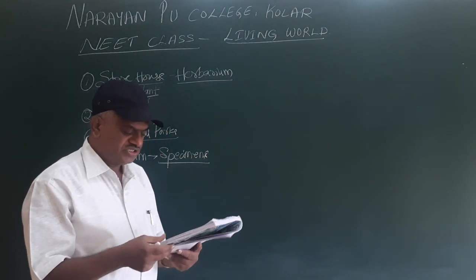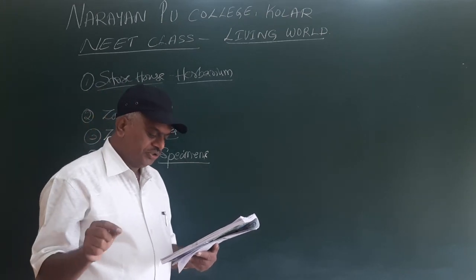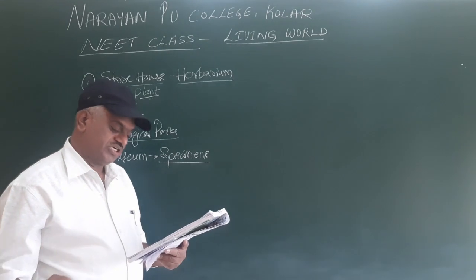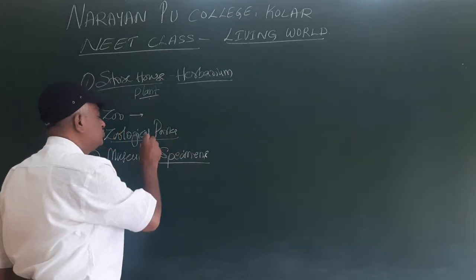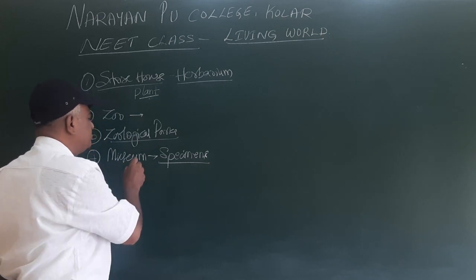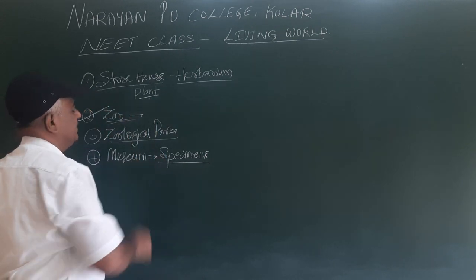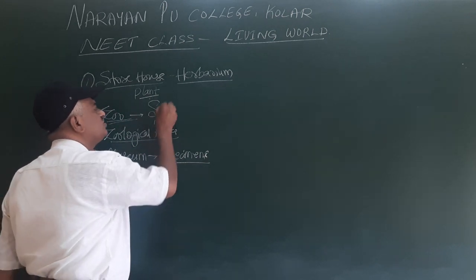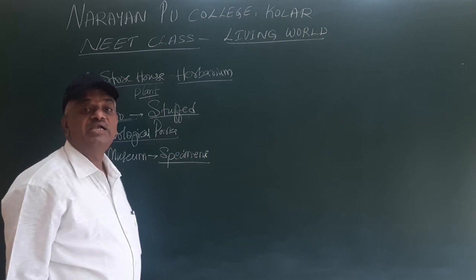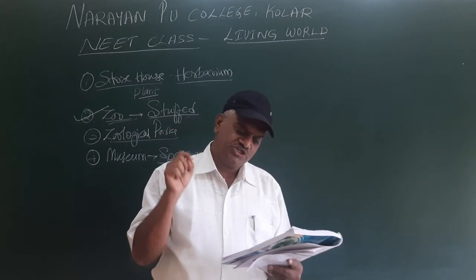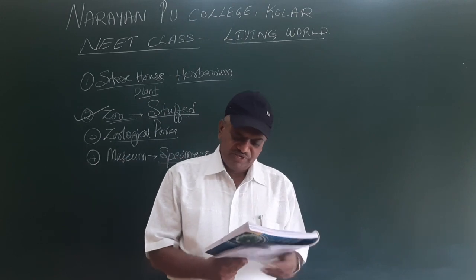So now the question is, large animals like birds and mammals are usually stuffed and preserved. So herbarium is not the answer, zoological park is not the answer, museum is not the answer. So zoo is the right answer because here the large animals are stuffed and preserved. So the right answer is zoo. We'll go for the next question.